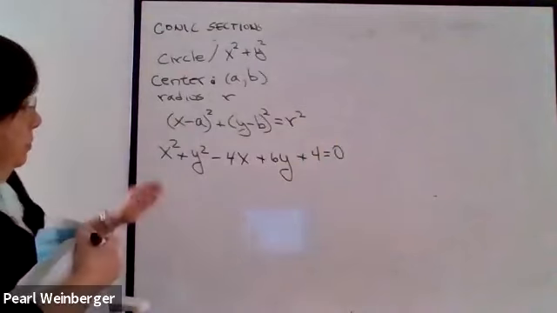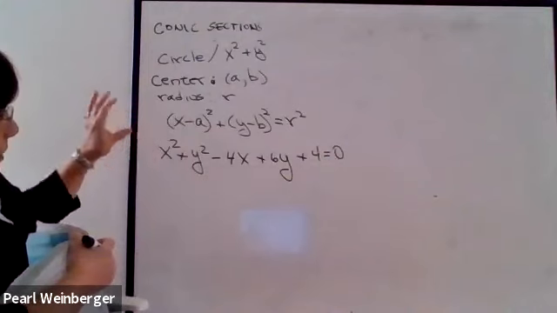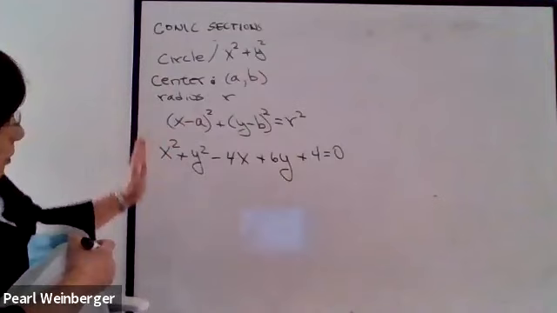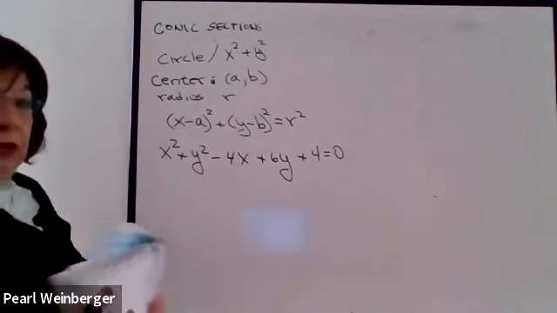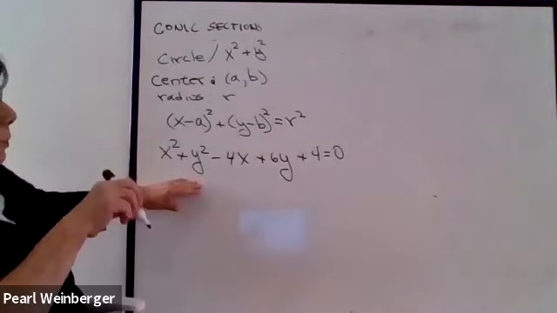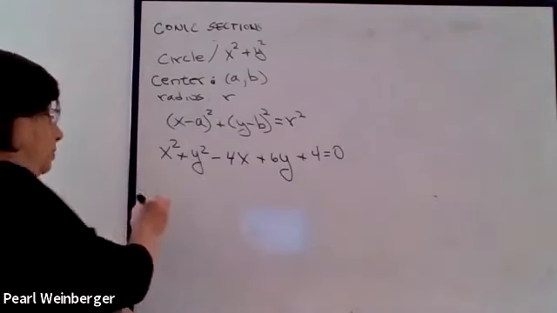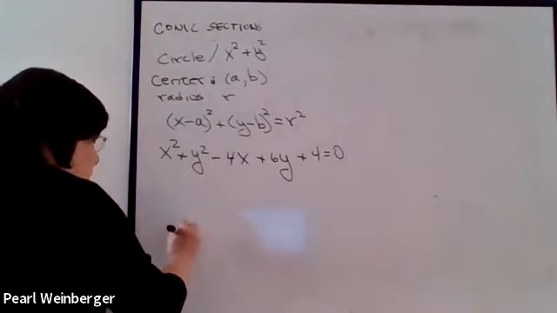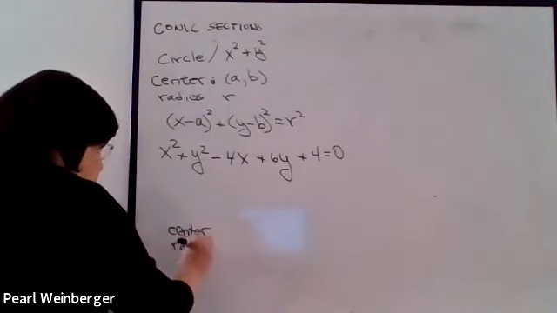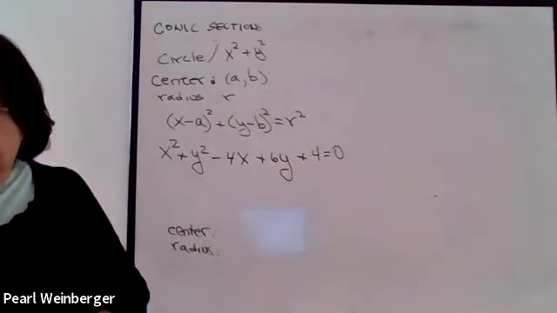We know it's a circle because we have an x squared plus a y squared in the equation. Both the x and the y have exponents of 2. The coefficients of the x squared and the y squared are both 1. That makes it a circle. See if you can put this in standard form so that you can tell me what the center and what the radius of this circle is. I'm giving you a few minutes to try that on your own.